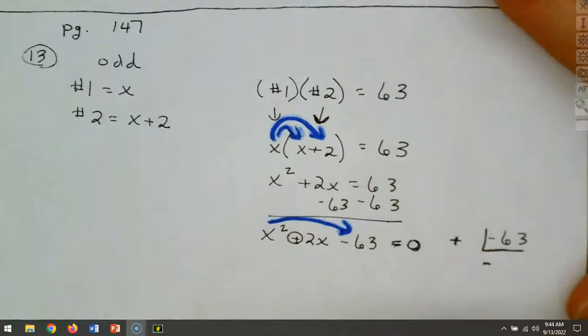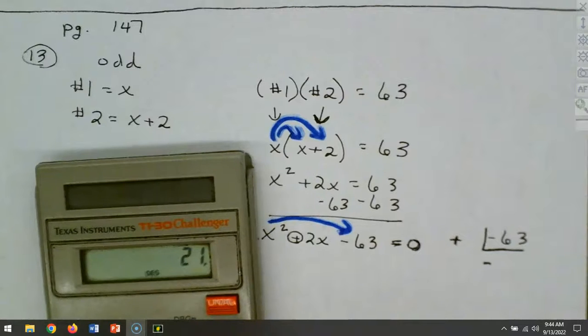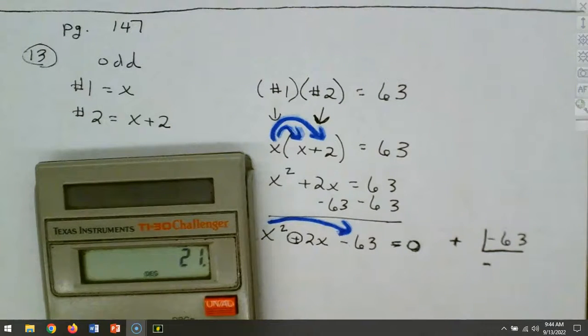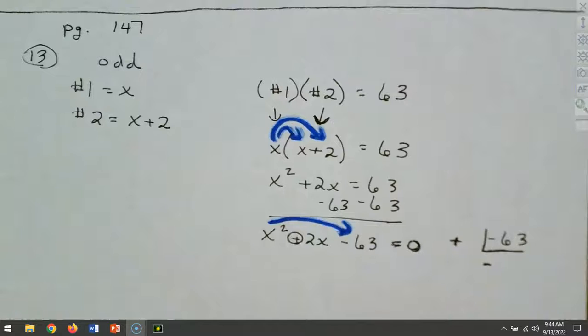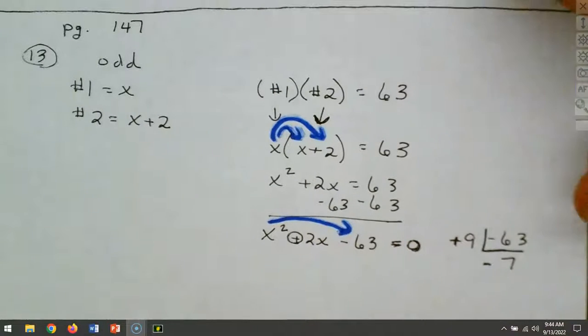So where are we going to begin? Well, 63 is an odd number, so let's begin with some odd numbers. We can try 3. 3 is not going to work, right? Because 63 divided by 3 is 21. Way too far apart. How about we try 7? 7 and 9. Does that work? Yep. So we need a positive 9 and a negative 7.